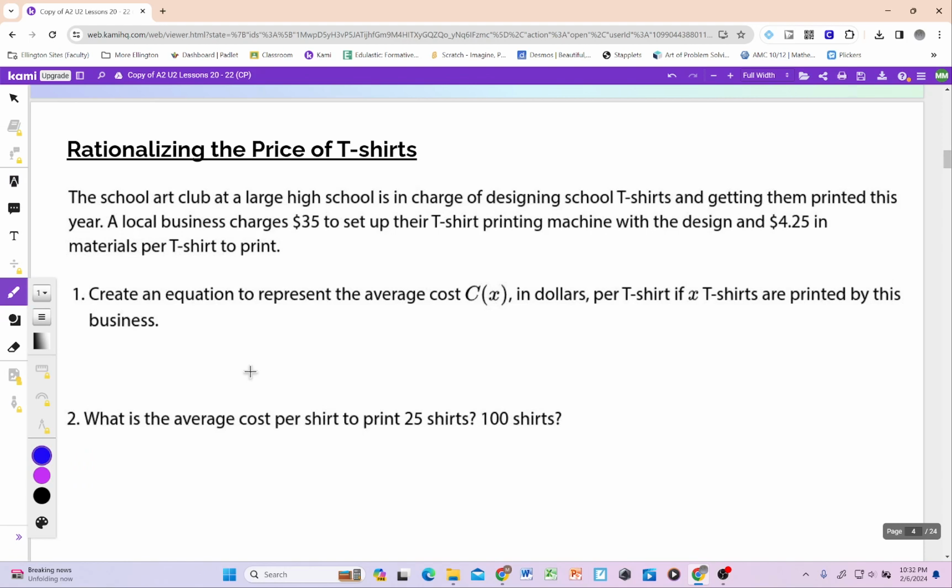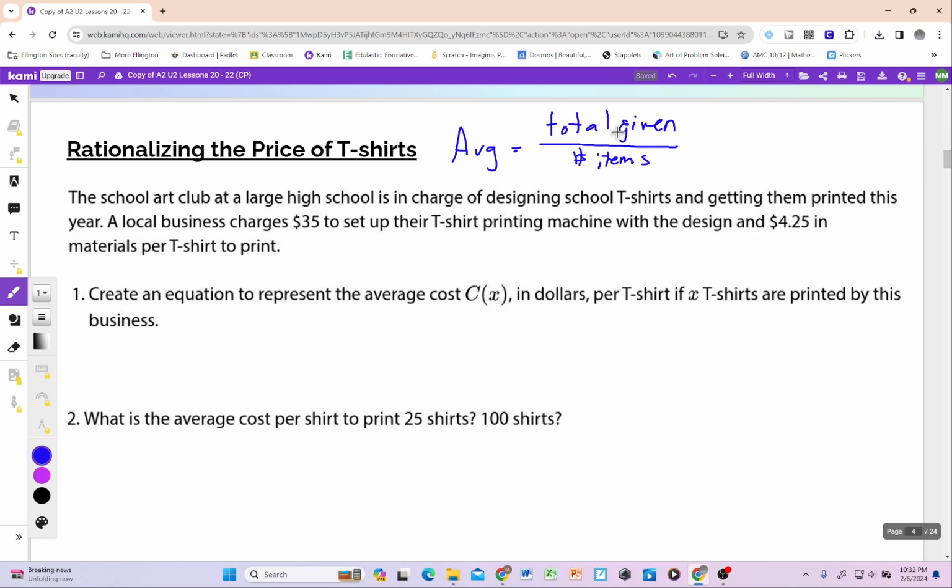So we've had a chance to talk about these averages before, and how we can calculate the average of something. So what is an average? An average is equal to a total divided by the number of items. So how would you calculate average? It's the sum of everything divided by the number of items.